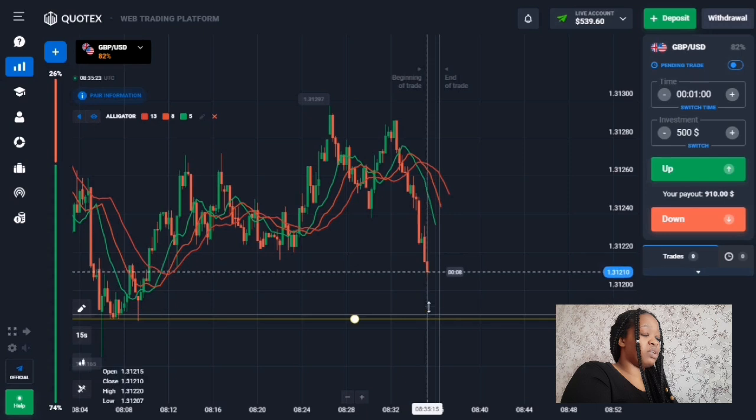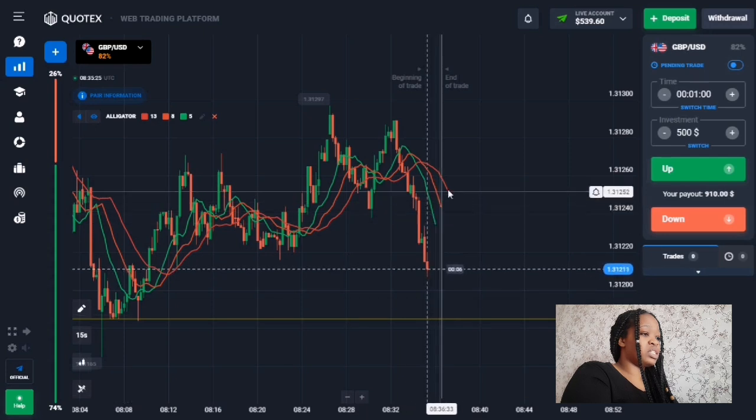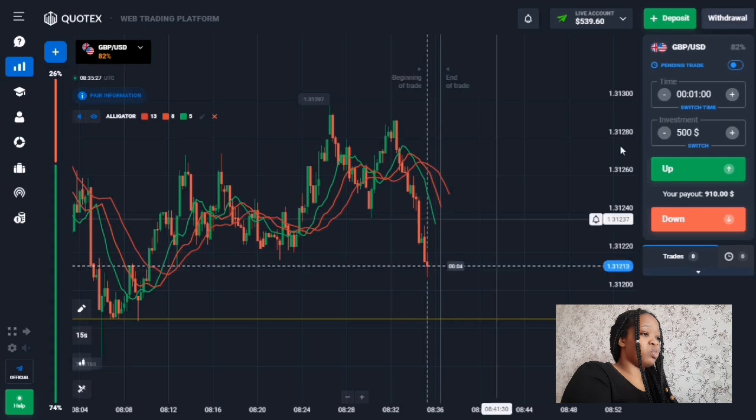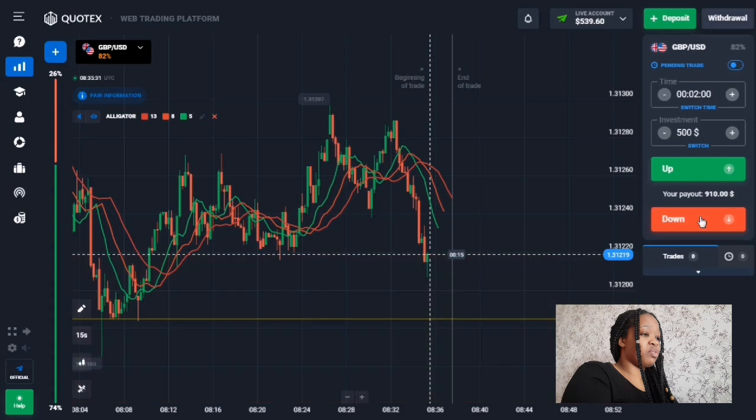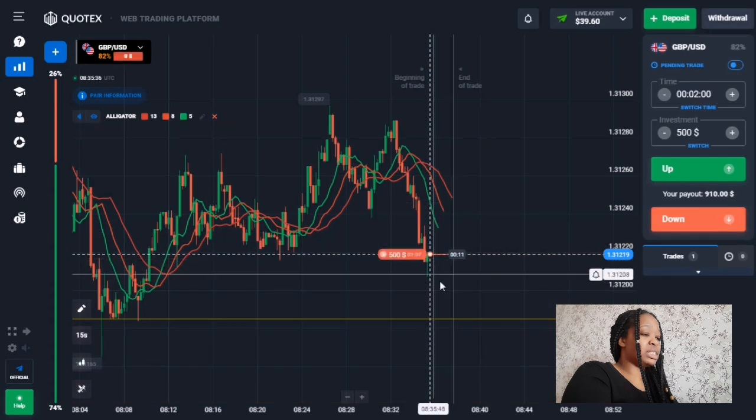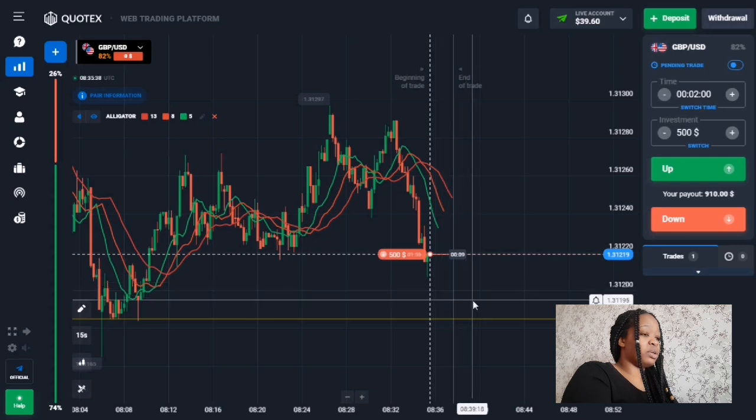There is a distance to the level of support, and the indicator signals that movement down will happen because the moving averages have crossed and they are moving further from each other. So I entered the market with a down trade for 2 minutes and I wait for the results of this trade.